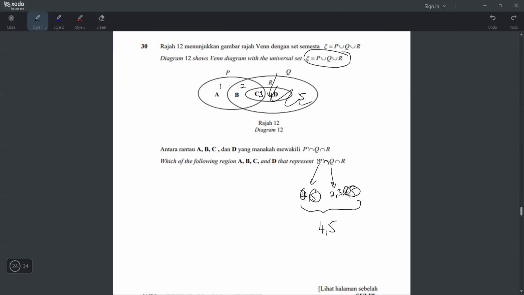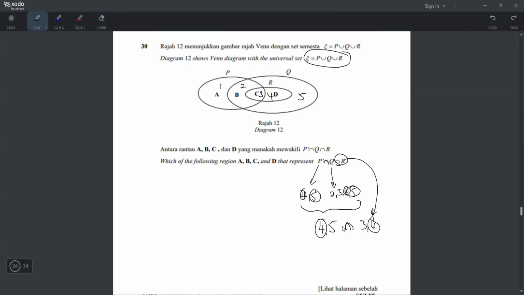But it's not over yet. I still have to intersect R. Remember this? I have to intersect lagi dengan R. And I will write my R here. So let's look at R now. R is this circle. And what is inside circle R? 3 and 4. It means the region 3, 4 represents circle R. Now you have to do intersect, take 4, 5, intersect 3, 4, then I will get my answer. So you can see that their intersection, the persilangan is 4.